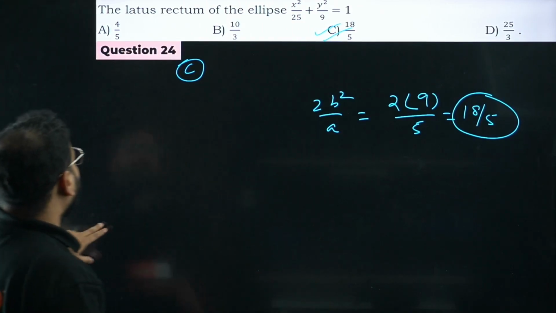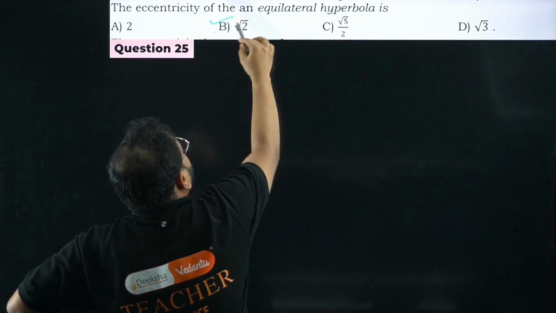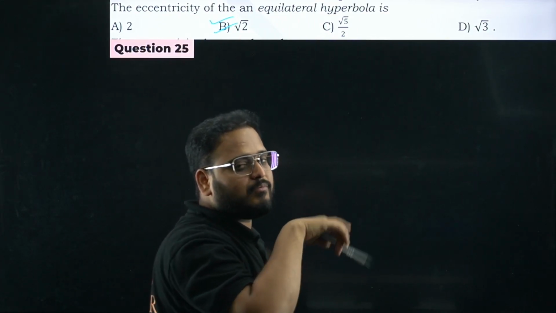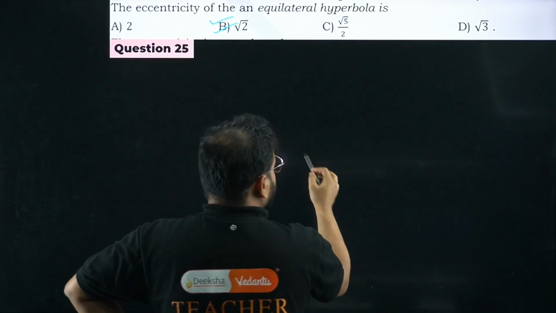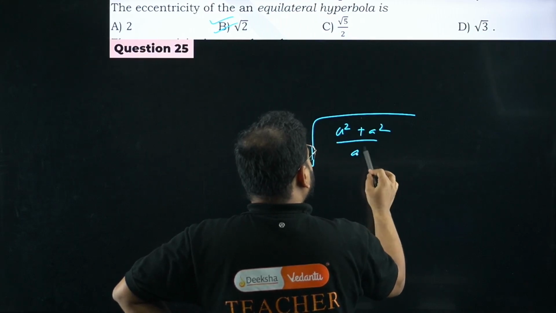Moving on to question number 25. The eccentricity of the, this root 2, right? For this case, what will happen? a square will be equal to b square, no? So you'll have root of a square plus a square by a square only. Correct now? A square plus a square by a square. What is that going to be?